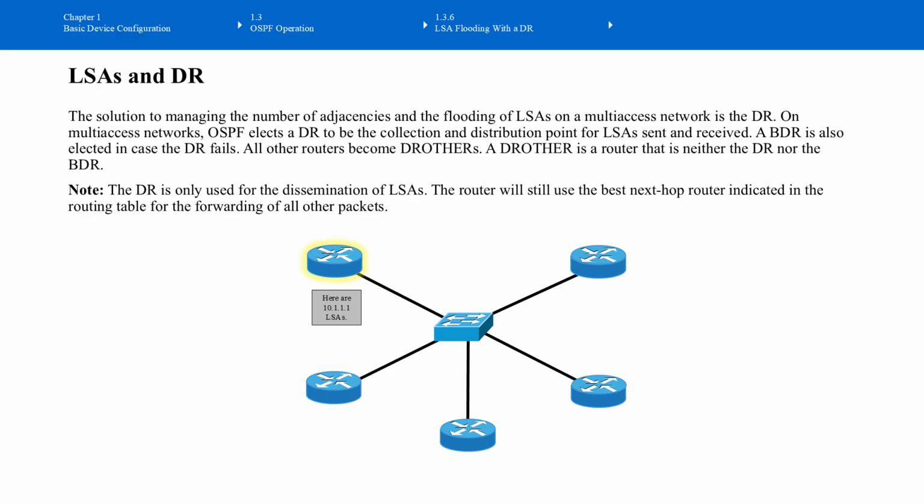Important note, the DR is used only for OSPF control traffic, especially the distribution of LSAs. It is not used to forward normal user data packets. Data traffic still follows the best path determined by the OSPF routing table, not necessarily through the DR.